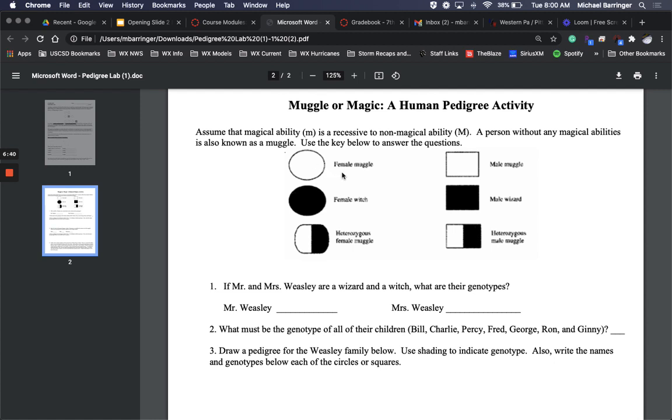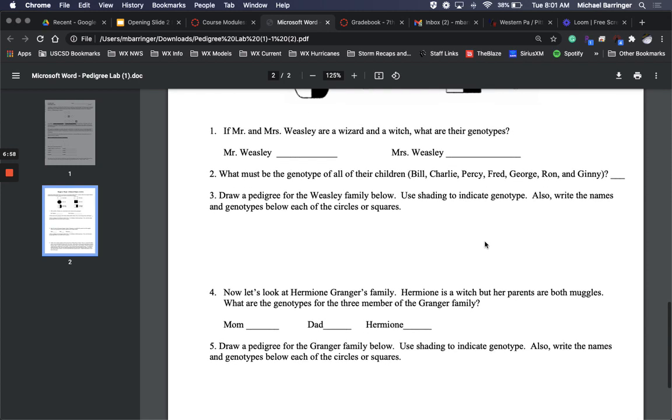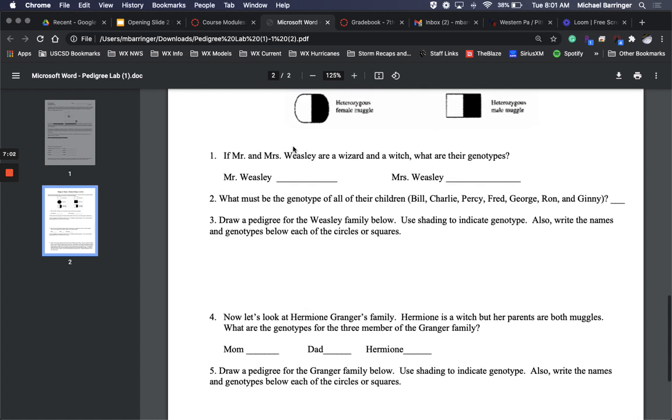So you have a female muggle, left completely blank. Male muggle, left completely blank. The only time you're going to have a witch or a wizard is if it's homozygous recessive, 2 recessive alleles, both filled in. You've got this heterozygous situation, which you have one and the other. So you are going to go through the various families of Harry Potter, and you are going to read the scenario, come up with their genotypes, and then draw me a pedigree for each of these families.